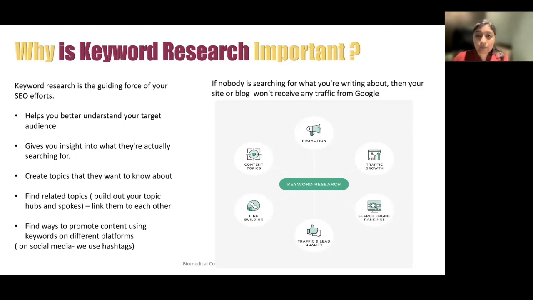On social media platforms, keywords are also called hashtags. They work in the same way. It's basically a way for the social media platforms to categorize content and make it easier for people to look for that particular piece of content. So the idea is that if nobody is searching for what you're writing about, then your site or your blog probably won't receive any traffic from Google.